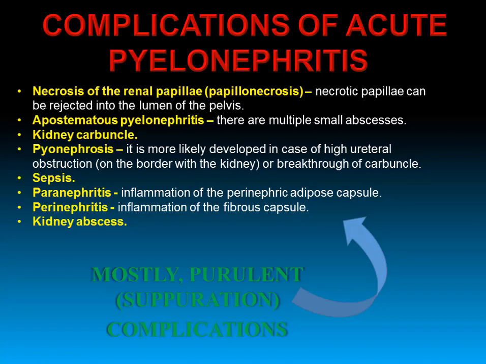Microscopically, we will see that the lumens of collecting tubules contain a lot of neutrophils. There is edema, congestion, and severe diffuse or focal leukocytic infiltration. There is a lot of necrosis and hemorrhages. When healing, the necrosis and inflammation area become substituted with connective tissue.